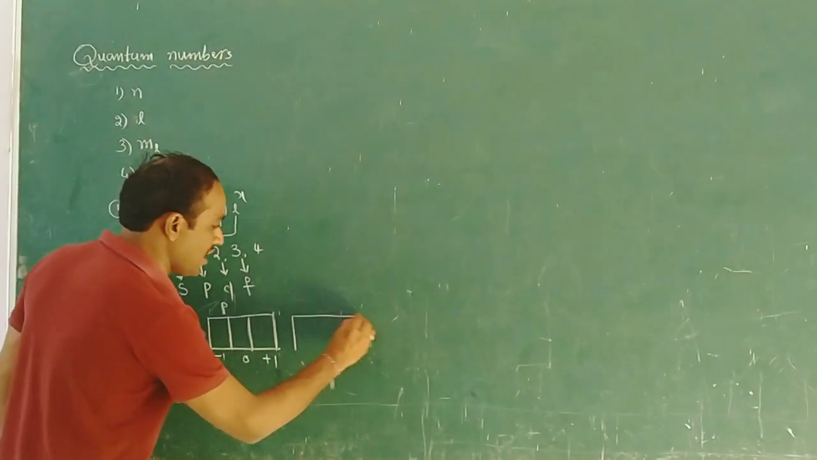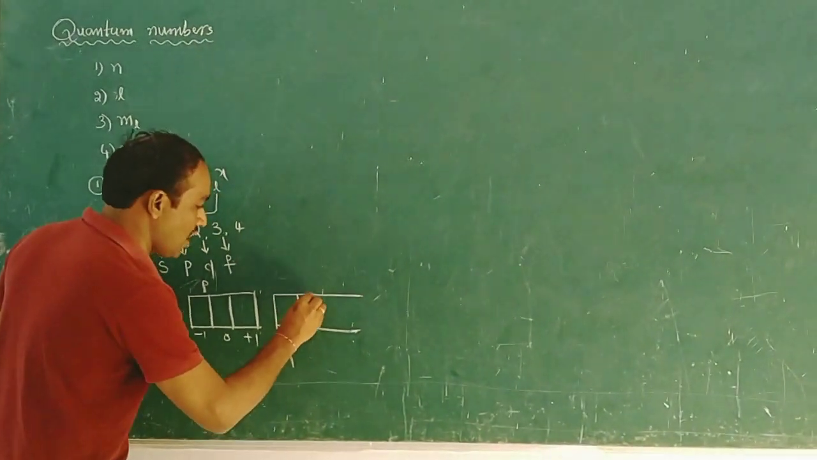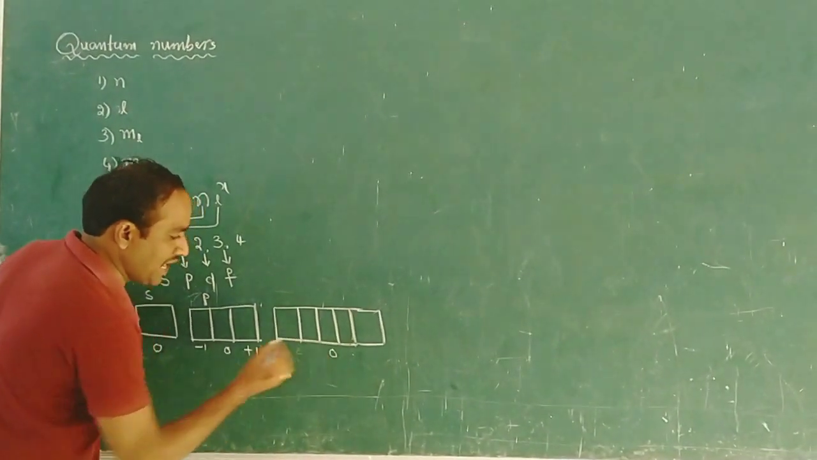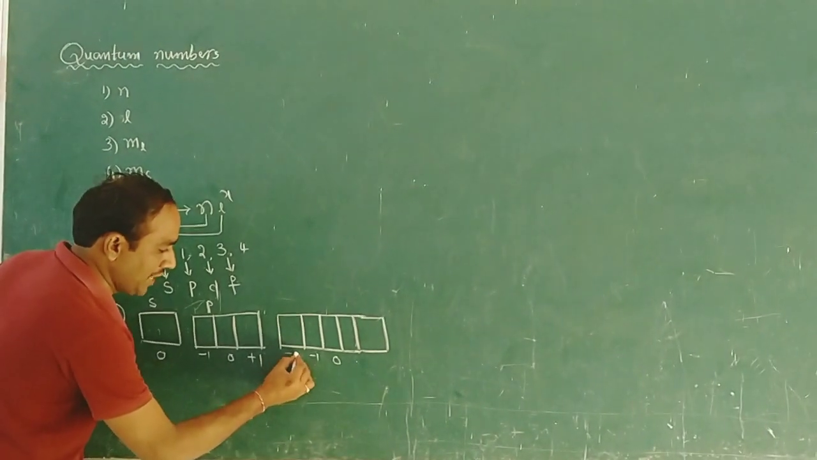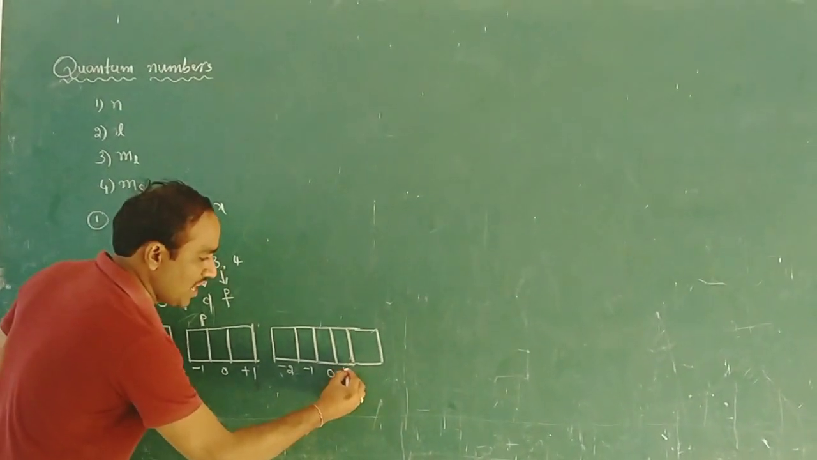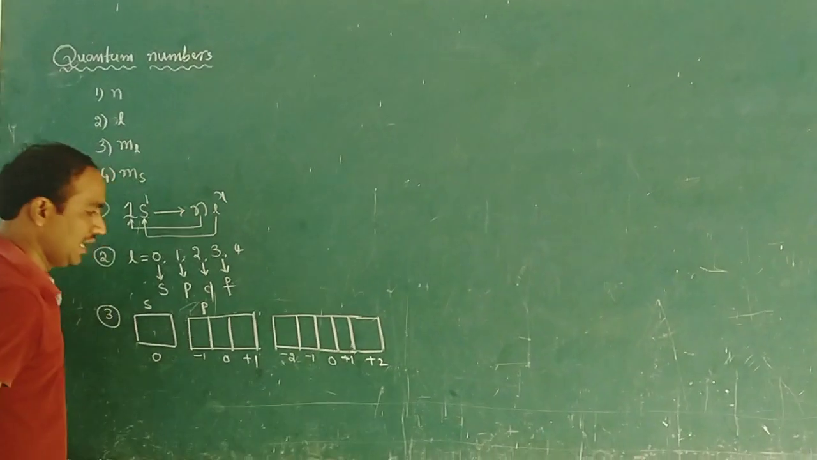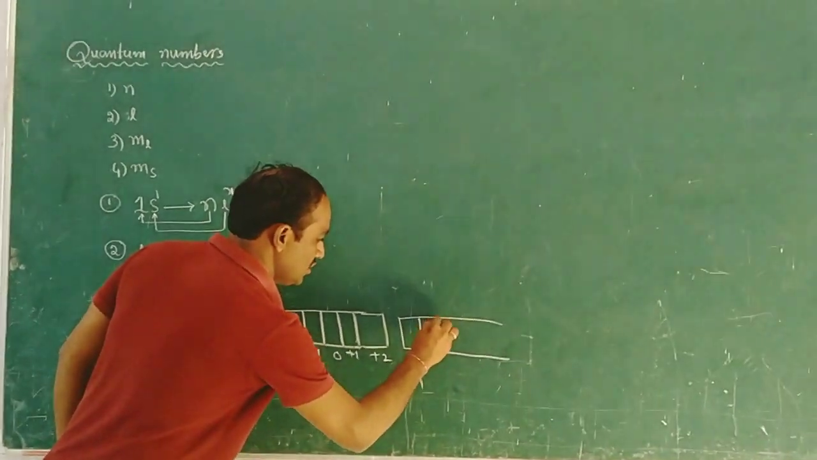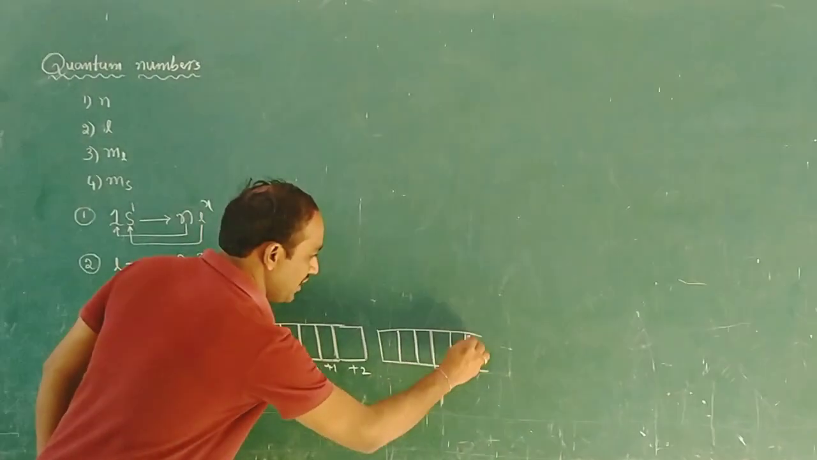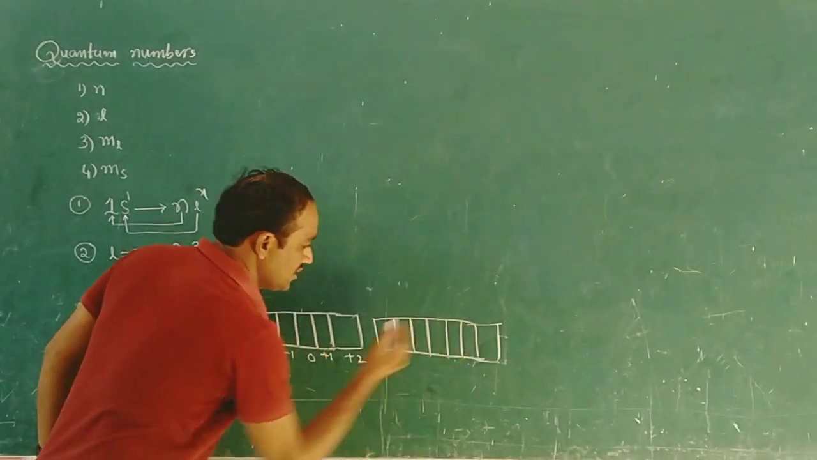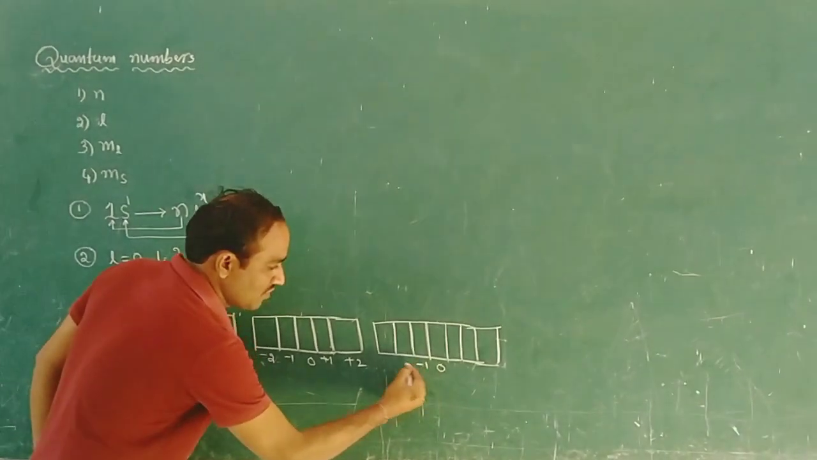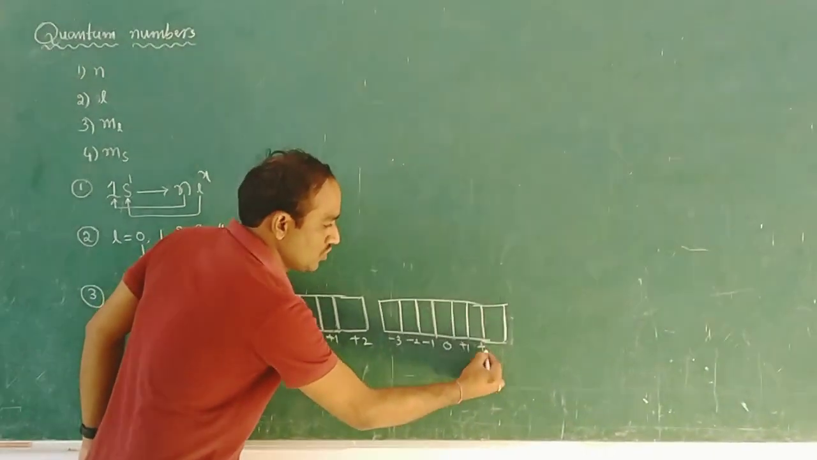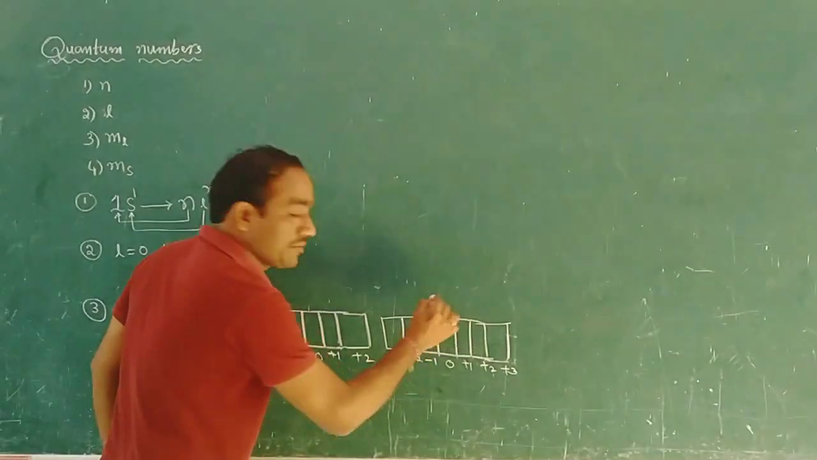And for d orbitals, the number of d orbitals is 5: 1, 2, 3, 4 and 5. So here we write 0, -1, -2, and on the right side +1 and +2. And f orbitals are 7: 1, 2, 3, 4, 5, 6 and 7. So here 0, -1, -2, -3, +1, +2, +3. So this is for f orbitals.